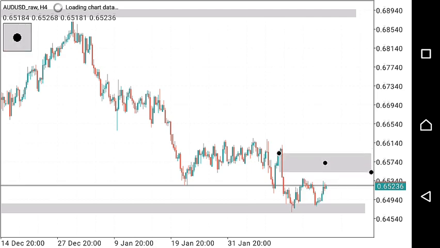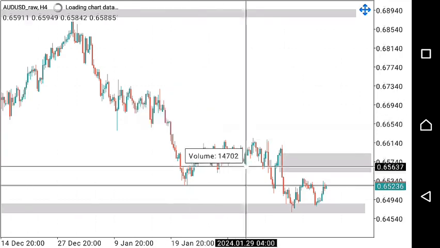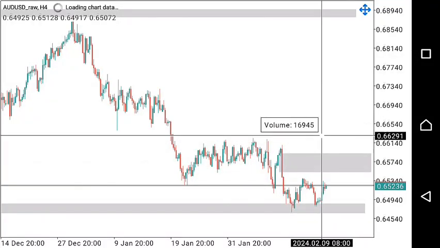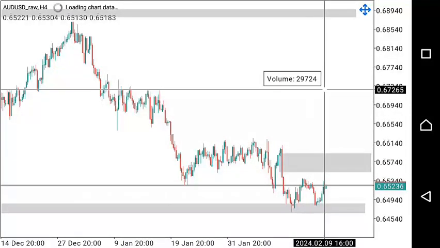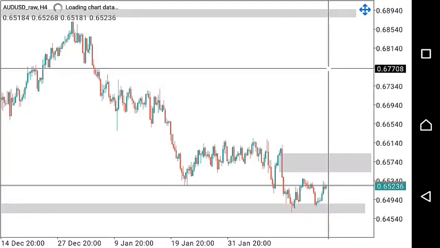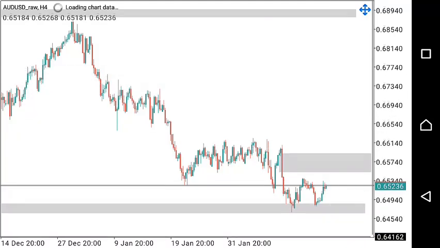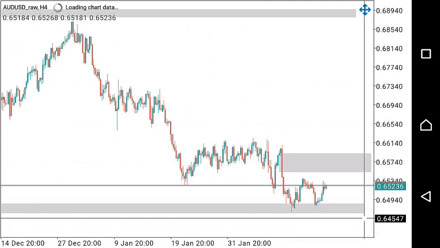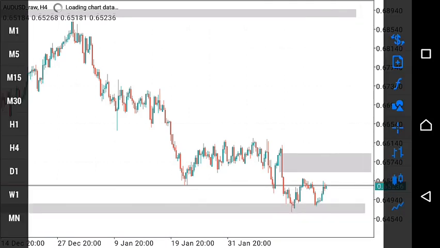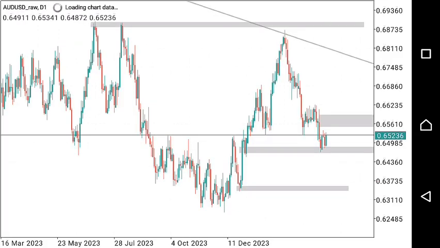If price fills up this imbalance and still goes up further, then there's a higher chance price will continue to go up to test the premium price before continuation downward. That is my projection on Aussie USD. So Aussie USD on the daily time frame is going down, it is in a downtrend actually.